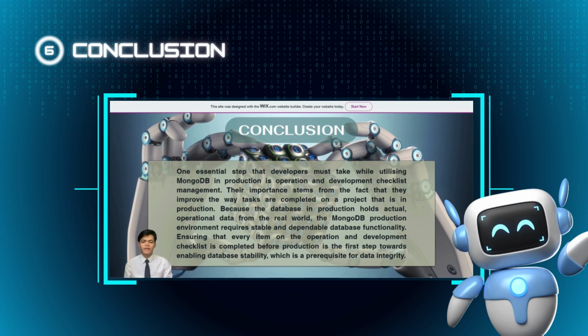Ensuring that every item on the operation and development checklist is completed before going into full production is the first step towards enabling database stability, which is a prerequisite for data integrity.